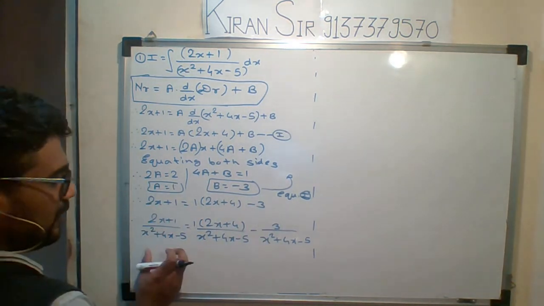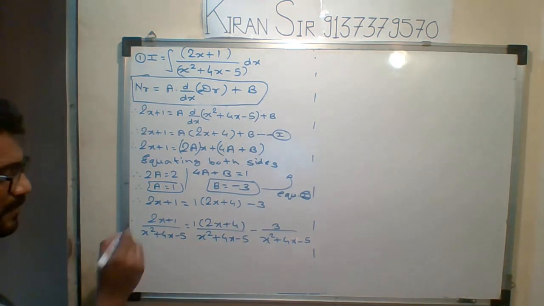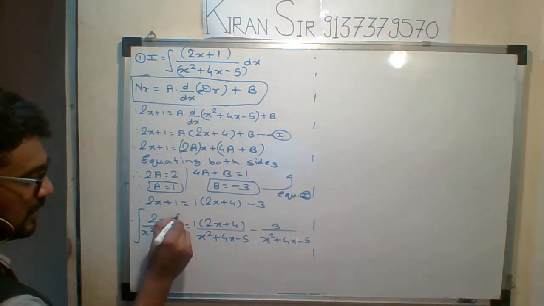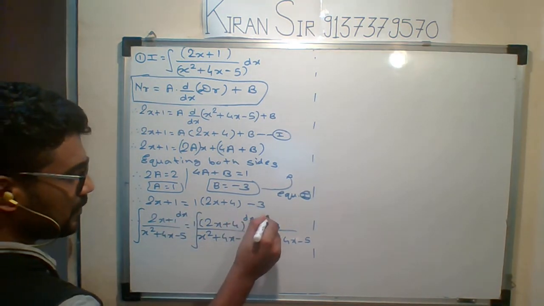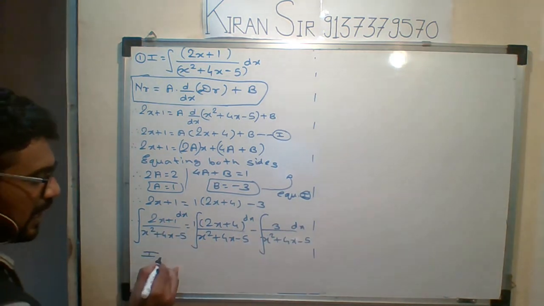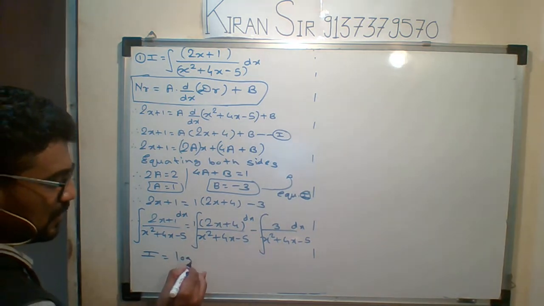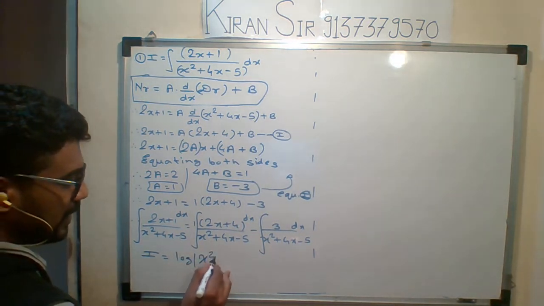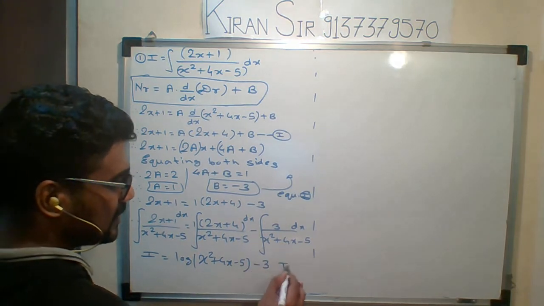Okay, so what I have done is divided by x squared + 4x - 5. And in the next step, you know that I take the integration with respect to x. The left hand side is I. And the answer for this is log of the denominator, x squared + 4x - 5, and 3 is a constant, and this is what I want.